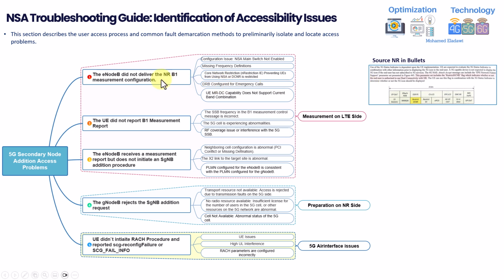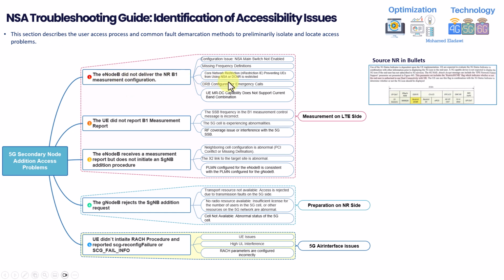Secondly, for sure, if the main switches related to ENDC or NSA are not enabled, this will cause a problem. The B1 will never be delivered from the eNodeB. And secondly, if you don't have the definition of the frequencies of the secondary cell being added in the eNodeB, in this case also, the eNodeB will not deliver the B1 event.